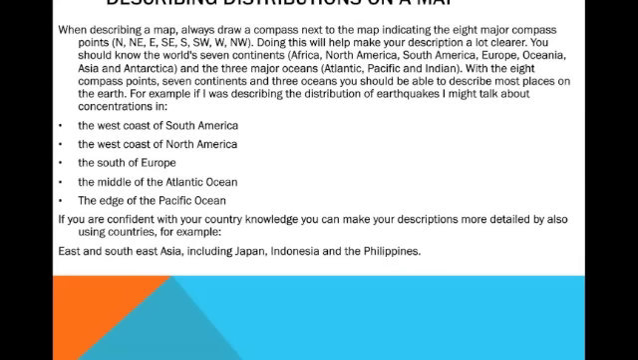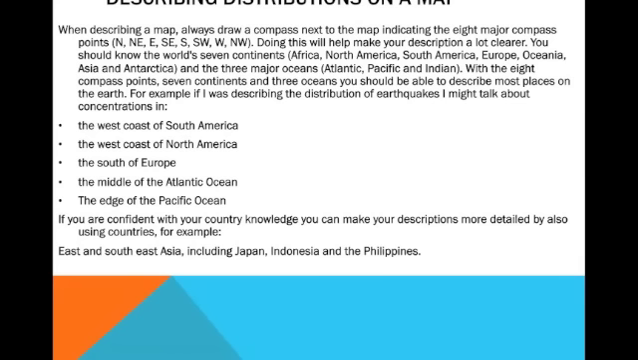You should know where the world's 7 continents are. So Africa, North America, South America, Europe, Oceania, Asia, and Antarctica. And the 3 major oceans, Atlantic, Pacific, and Indian. With the 8 compass points, 7 continents, and 3 oceans, you should be able to describe most places on the Earth. For example, if I was describing the distribution of earthquakes, I might talk about the concentrations in the west coast of South America, west coast of North America, the south of Europe, the middle of the Atlantic Ocean, and the edge of the Pacific Ocean.